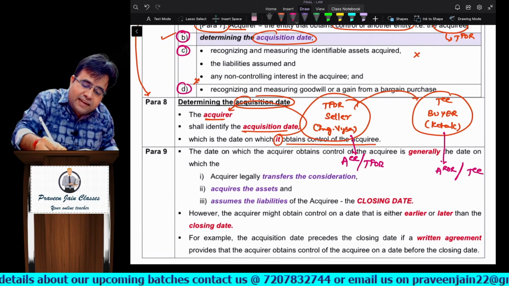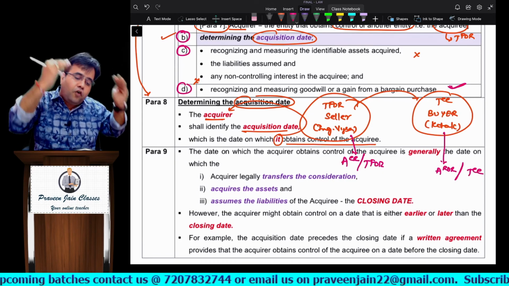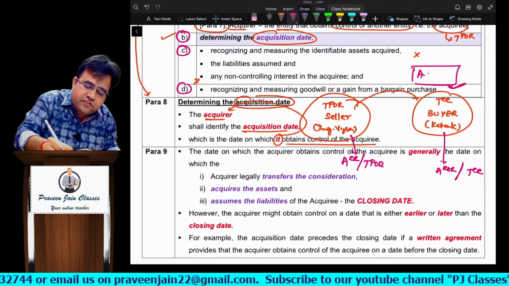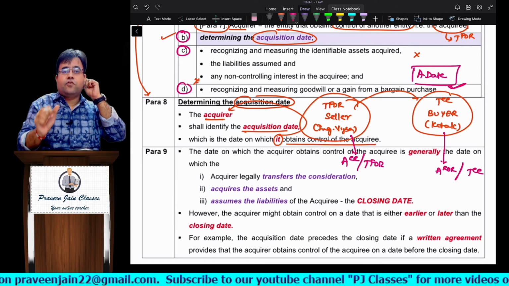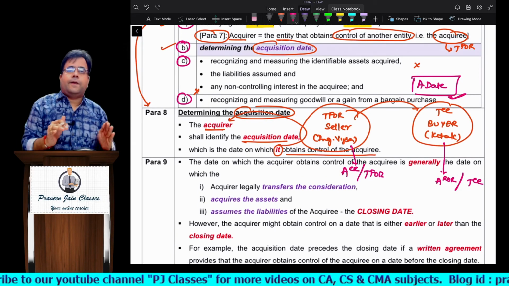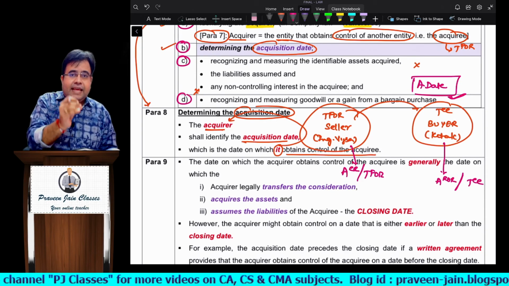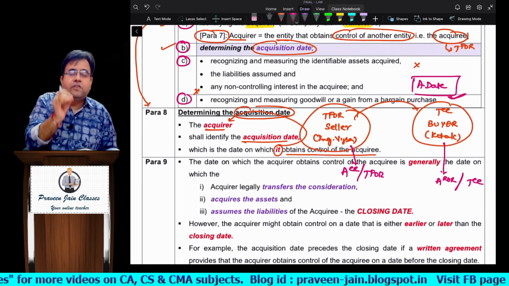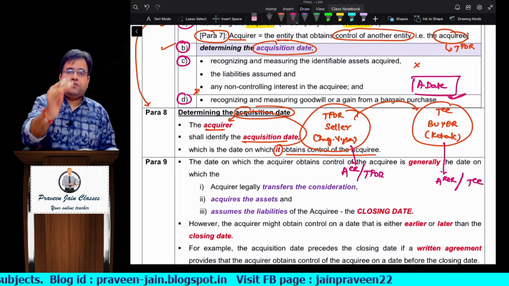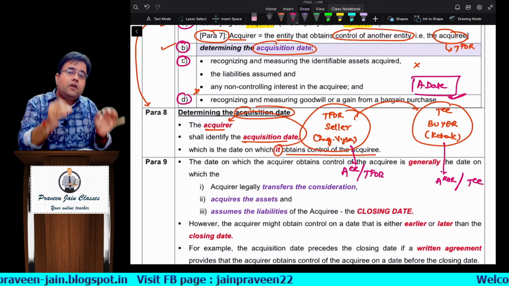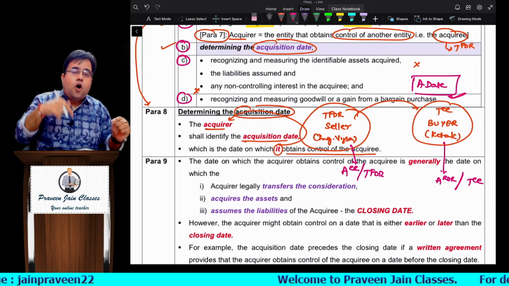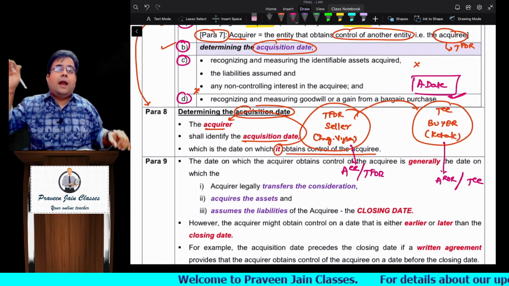Now, when this company has full command over that company, that particular date is called the acquisition date. I hope you understood this point. So for accounting purposes, for Ind AS 103 Business Combinations, it is super important for a student or any practicing professional to find out which date is called the acquisition date, because this is the date on which the seller company will lose their control and the buyer company will acquire their control.